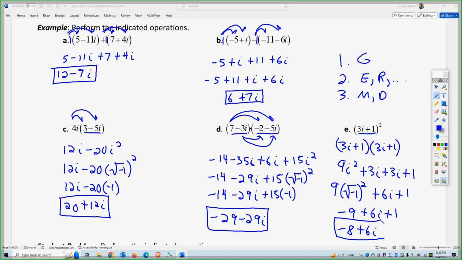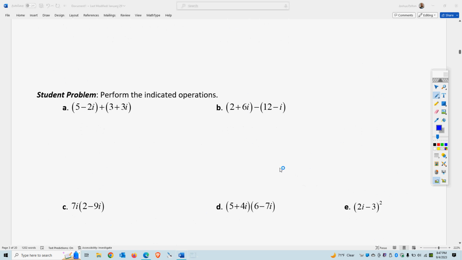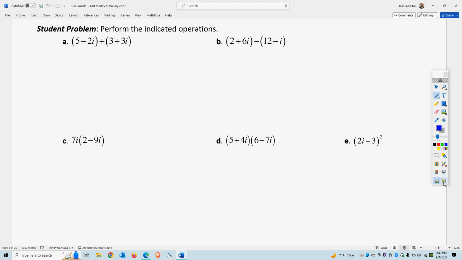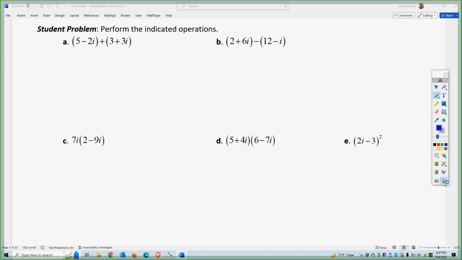Okay. Pause the video and try the student problems for yourself. Okay, so if we try the student problems, the first one is add, second one is subtract, third one is multiply, fourth one is multiply, and the last one is exponents with a multiply.